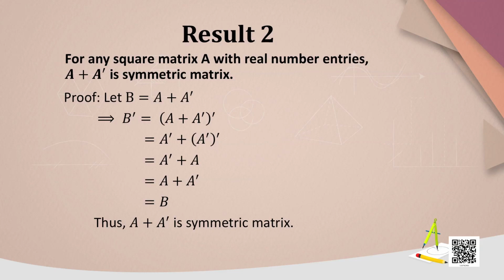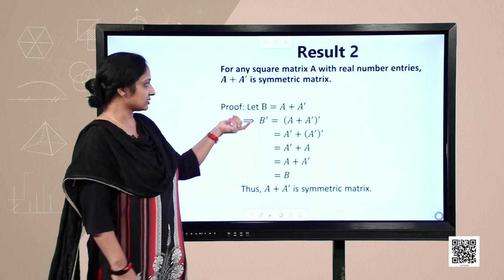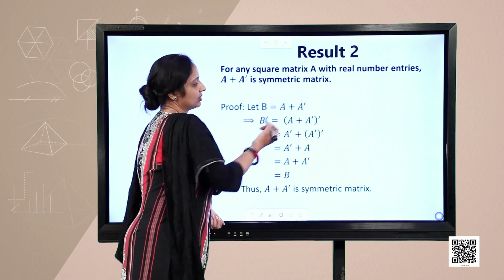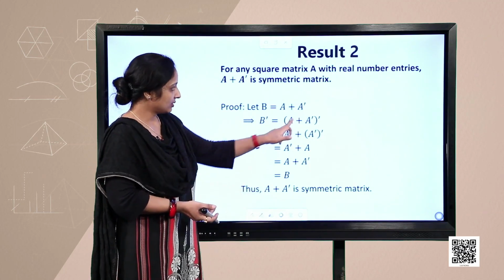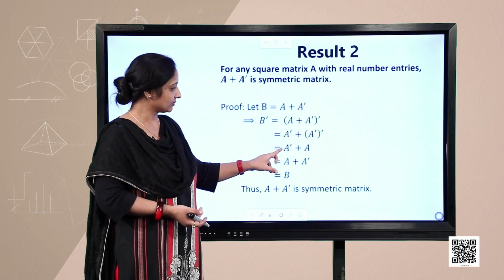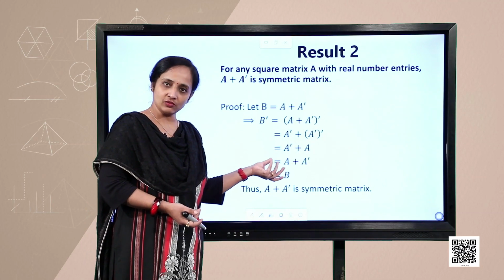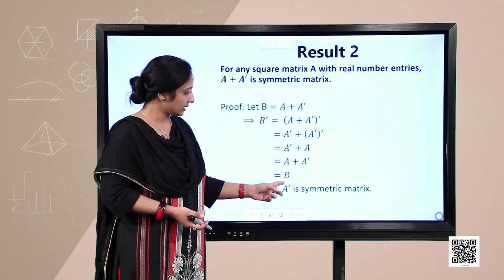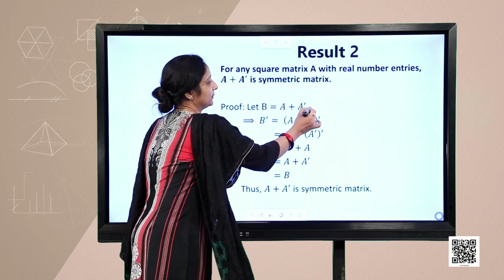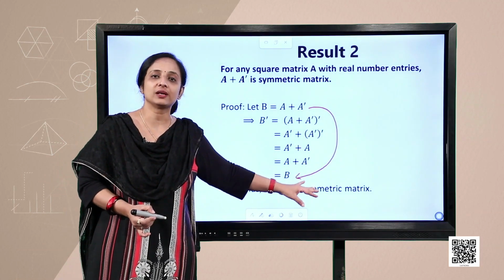So, let us move to the next result, result 2. For any square matrix A with real number entries, you can say that A plus A transpose is always a symmetric matrix. So, let me take B as A plus A transpose, take the transpose of both the sides, that means B transpose is equal to the transpose of A plus A transpose. Take transpose term wise, A transpose plus transpose of A transpose. This is giving you A transpose, and this will give you matrix A. So, A transpose plus A is equal to A plus A transpose, so you can invert them and that is giving your matrix B back here. This shows that A plus A transpose is always a symmetric matrix.